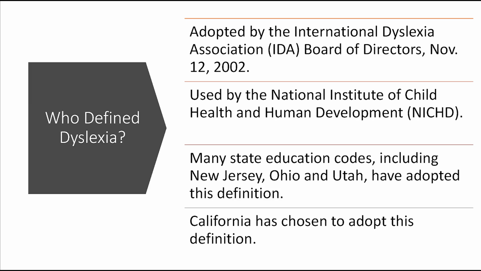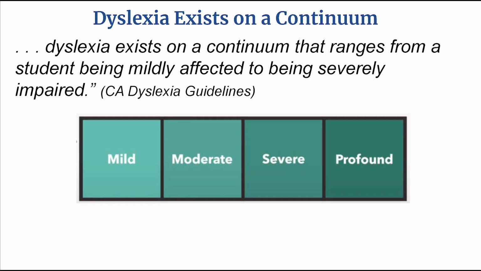Most states have the same definition of dyslexia on the books. It's the most widely adopted definition of dyslexia in the world. And California just chose to adopt this definition of dyslexia. And in the California Dyslexia Guidelines, it says that dyslexia exists on a continuum from mildly impacted to profoundly impaired.